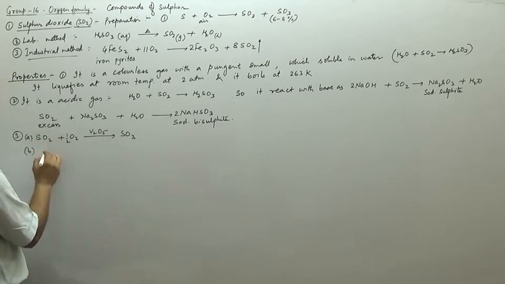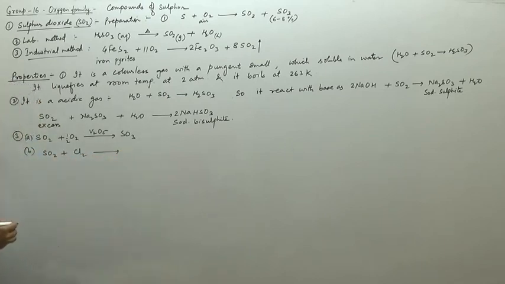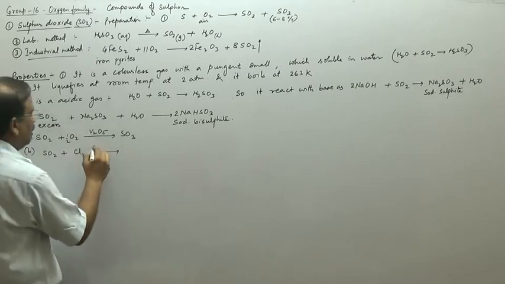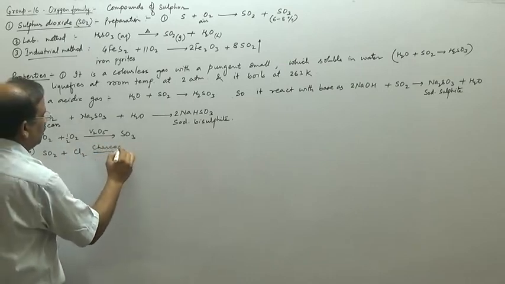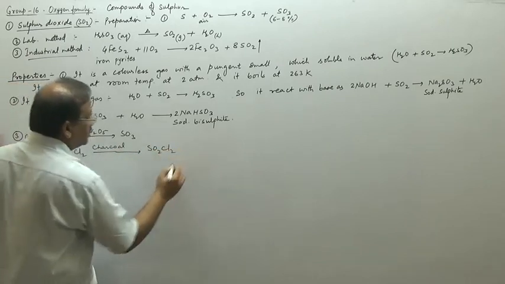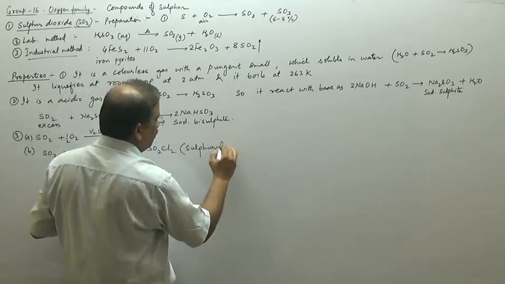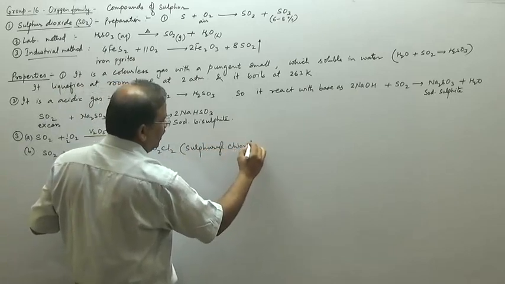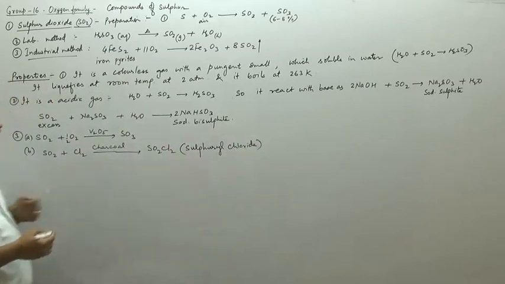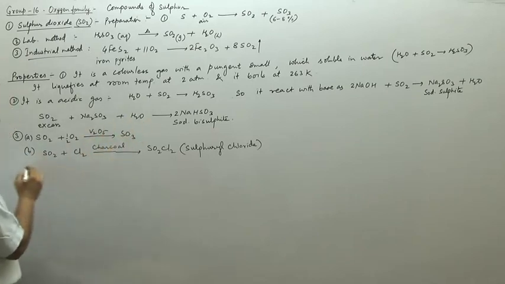B part we can write that SO2 reacts with Cl2 in the presence of charcoal, so it will get converted into SO2Cl2, that is called sulfuryl chloride. So sulfuryl chloride is formed in this reaction. It is used for the preparation of sulfuryl chloride. These are all the oxidizing properties of SO2.